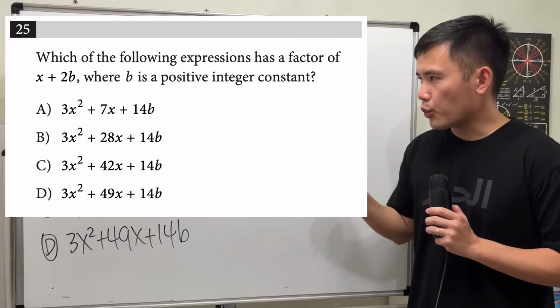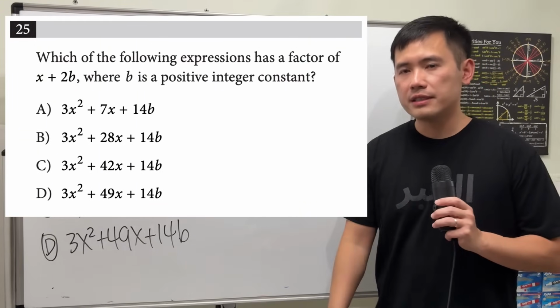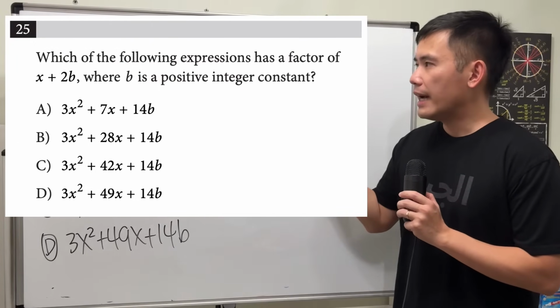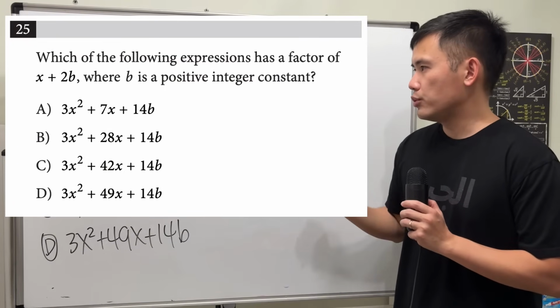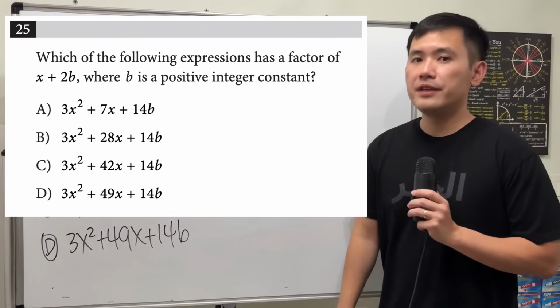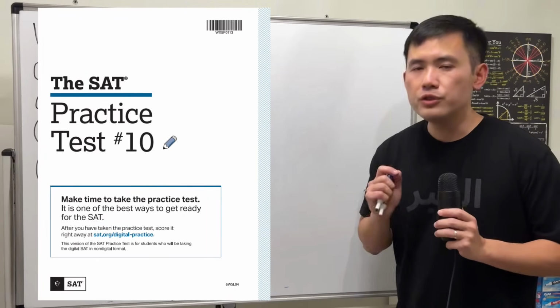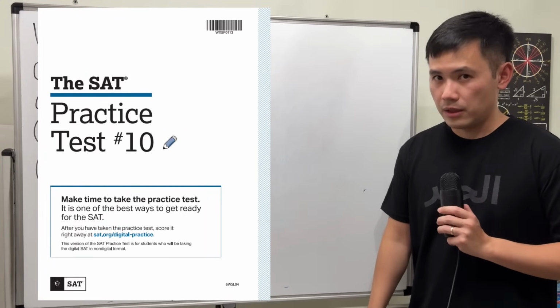Okay, this is a hard one, and I'm not sure if my way is the easiest. Let's take a look. We are going to find out which of the following expressions has a factor of x plus 2b, where b is a positive integer. And this is a simple SAT question from the official practice test by College Board.